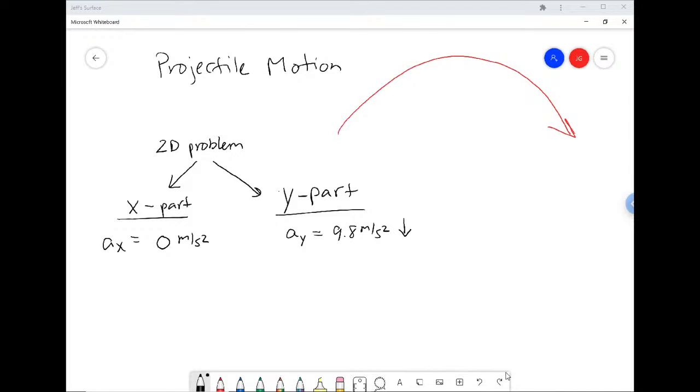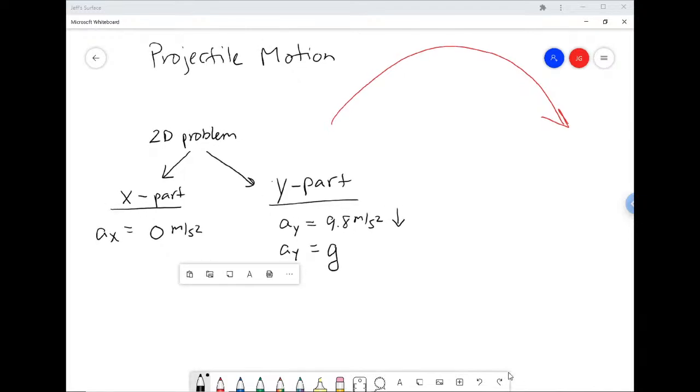Okay, so the vertical direction is free fall. Another way to say that is a sub y equals g, 9.8 meters per second squared. So this is a fundamental constant, and you might say, well, what makes it 9.8 meters per second squared?